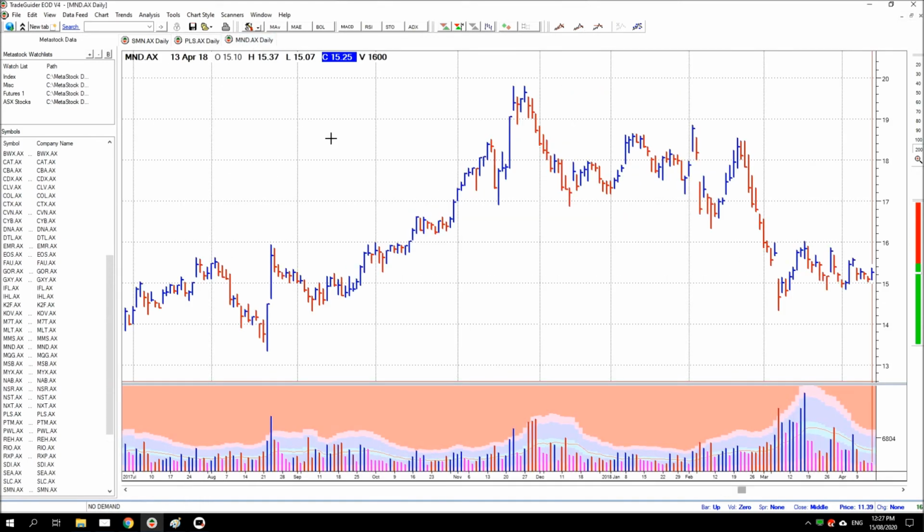And now a larger cap stock. It's not so much a trading stock, it's a larger cap stock. There are bigger players involved, but there's many of them, and many of them can be doing different things at different times.